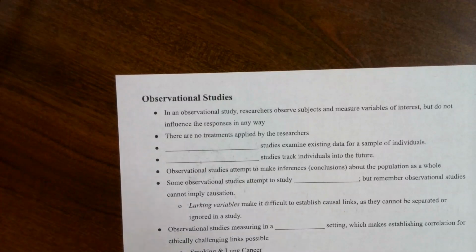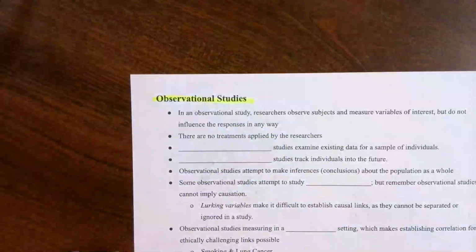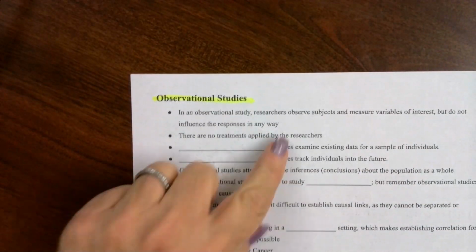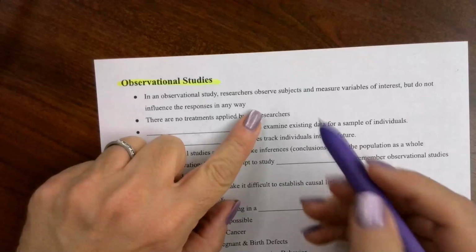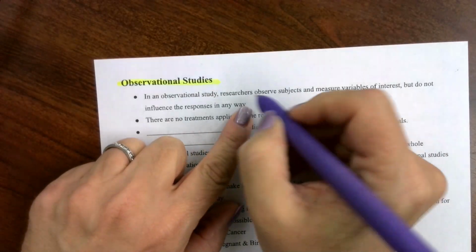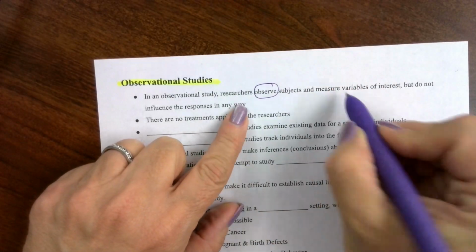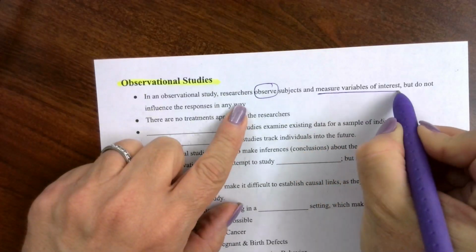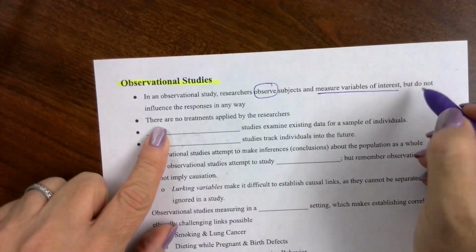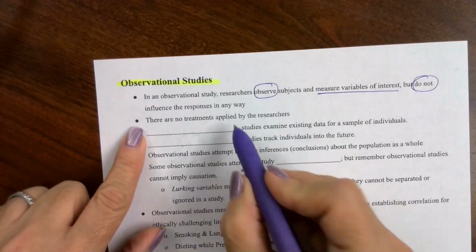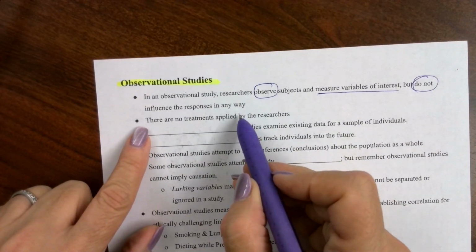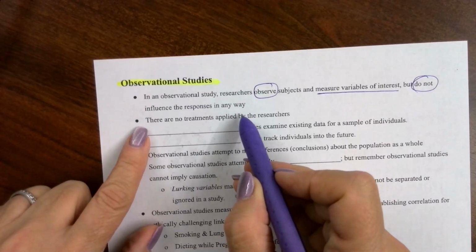So an observational study is where researchers just observe subjects and measure the variables of interest. We don't, and this is super important, we don't influence the responses in any way. So you basically are just looking around or looking at data and you're compiling a list of the results.